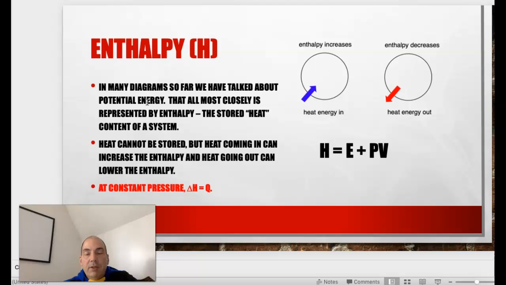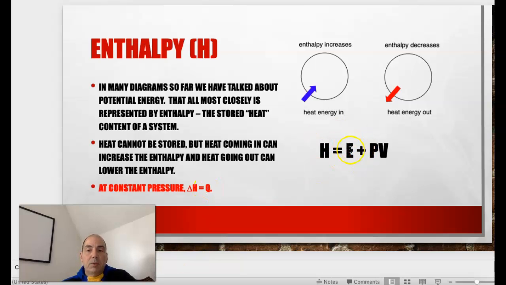We've talked about potential energy a bit so far. In chemistry, when we talk about potential energy, it tends to be this discussion of what we call enthalpy. Enthalpy is the chemical potential energy that is stored. We tend to refer to it as stored heat content, but of course heat can't really be stored. But it is related to heat because as heat comes into a system, it tends to increase the enthalpy, and if heat goes out, that means it decreases the enthalpy. So if the pressure is constant, heat and enthalpy really are the same thing. Well, the change in enthalpy and heat are the same thing.